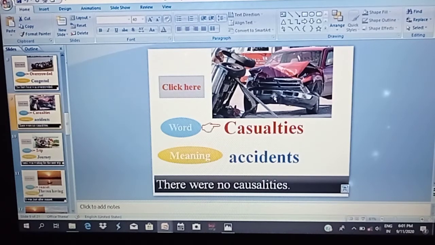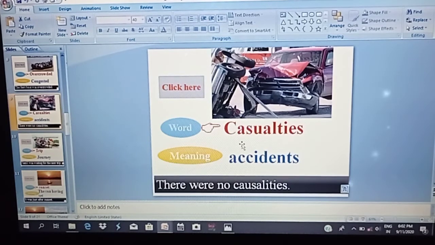Now we will go to another word, that is casualties. Casualties means accidents, happenings. And you are watching the picture of casualties in this picture. Here is an example also: there are no casualties. So this is the example of the word casualties. Okay.